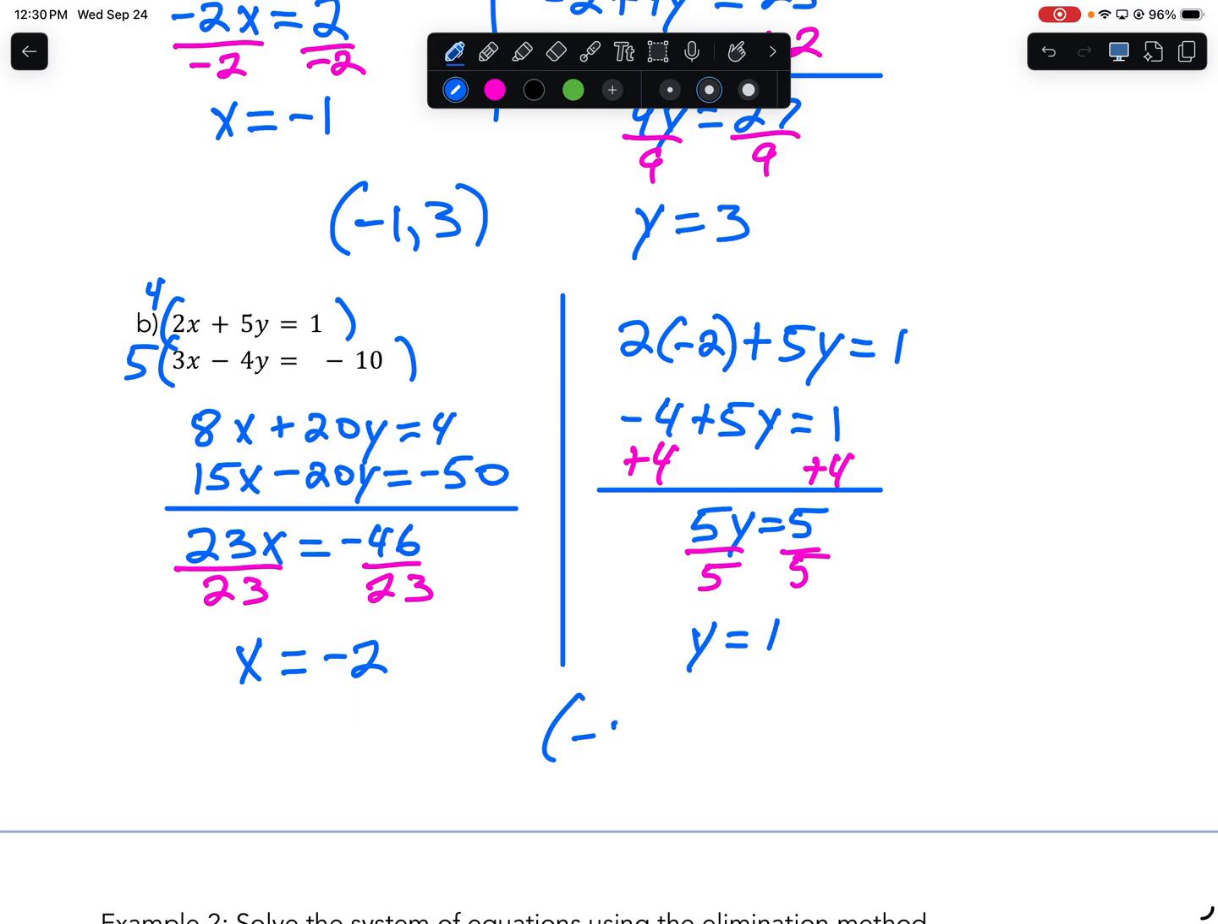So as an ordered pair, we'd have -2, 1. What does the ordered pair mean? Where they intersect. Good job, right? Because these are two lines that'll cross. Those two lines will cross at the ordered pair, -2, 1. Okay?